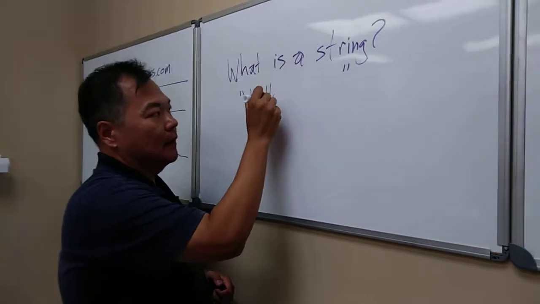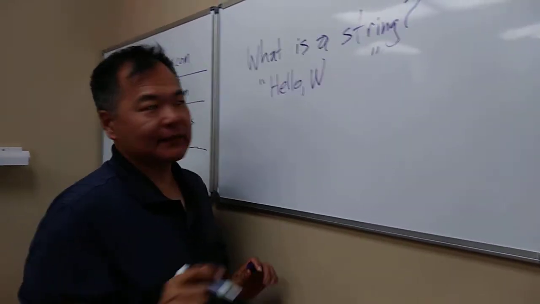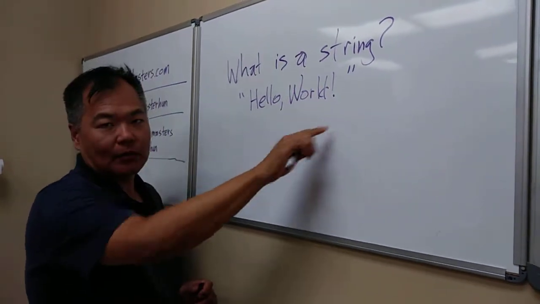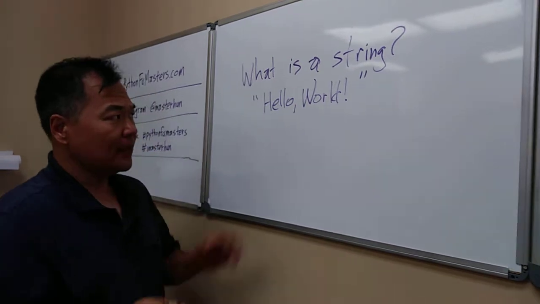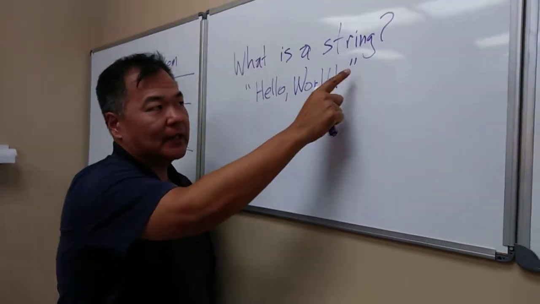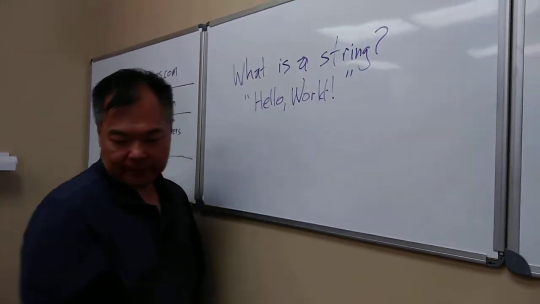So I'll just do the classic hello world. Many coders have seen this a million times, so it's very boring, but hello world, okay? So this is a string. Python sees that it's a string because I have these double quotes. Okay, so whatever is between double quotes is a string.